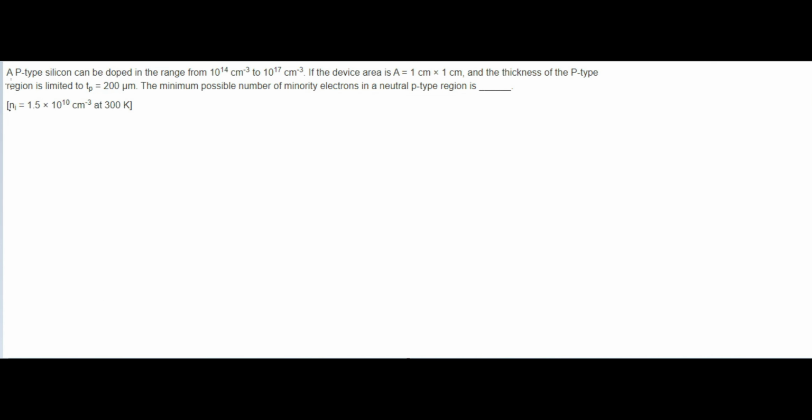Question. So here p-type silicon is going to get doped. Dope means adding impurity. Once again, just repeat, no problem. The doping range is from 10 power 14 to 10 power 17.